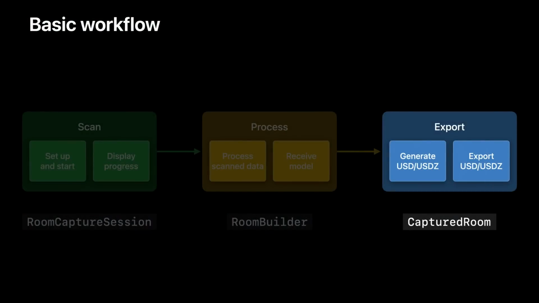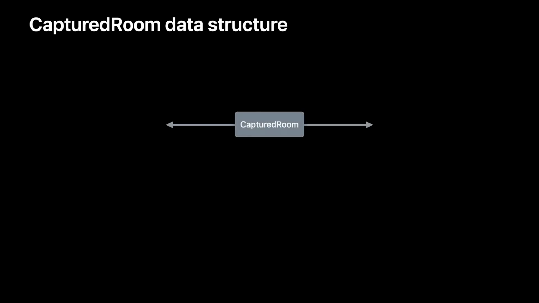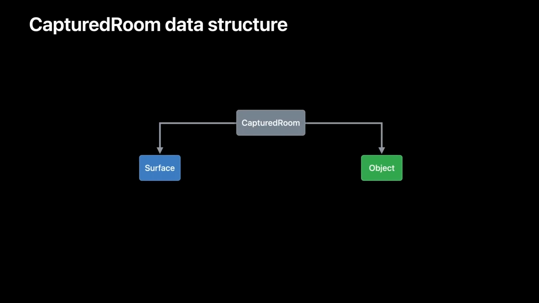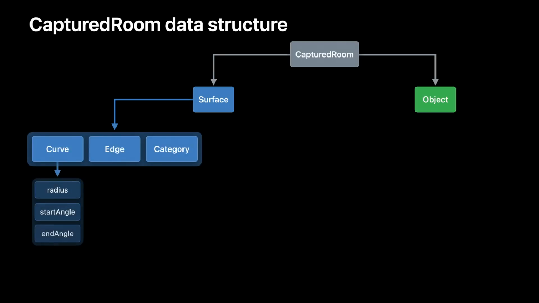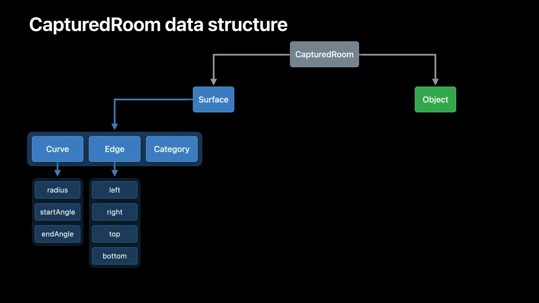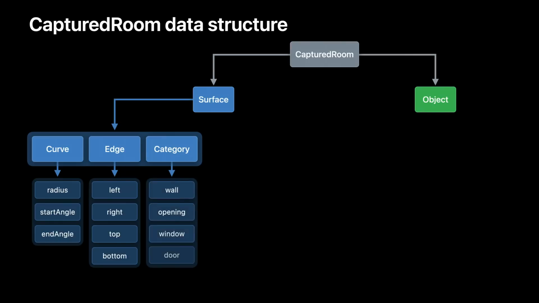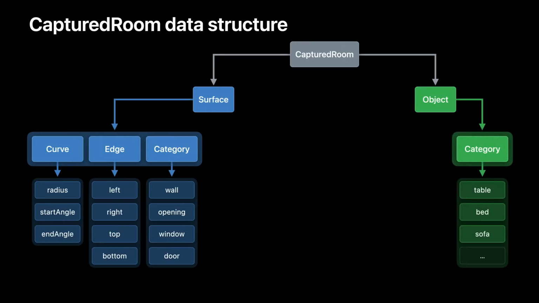Now, let's dive into the details of the captured room data structure and how you can export it to use in your app. At the top level, there is a captured room, which consists of surfaces and objects. Surface contains unique attributes to represent the curves, such as the radius, the starting and ending angles, 4 different edges of the surface, and architectural categories of wall, opening, window, door. Objects contains furniture categories, such as table, bed, sofa, etc.